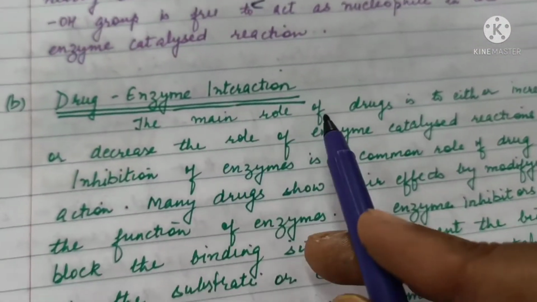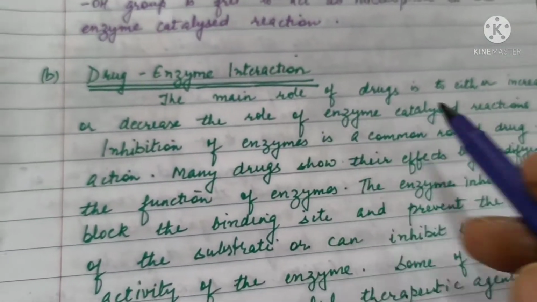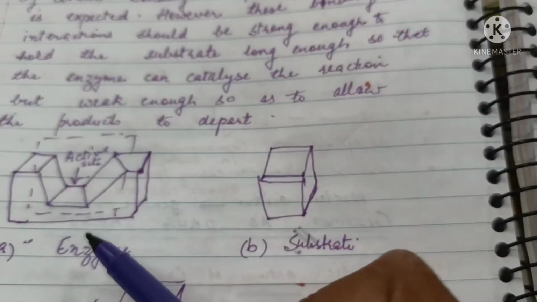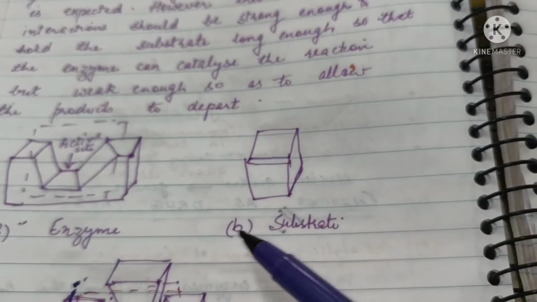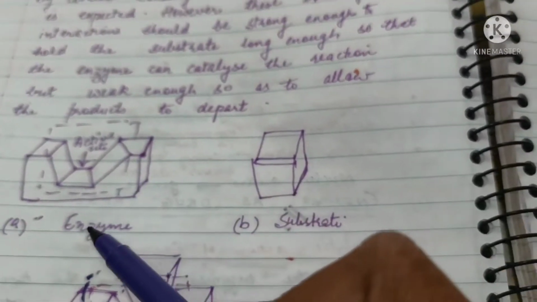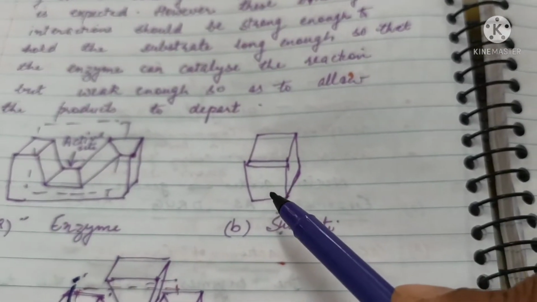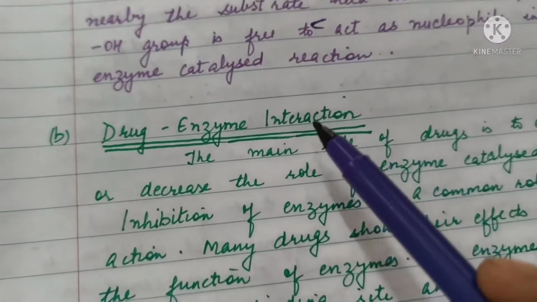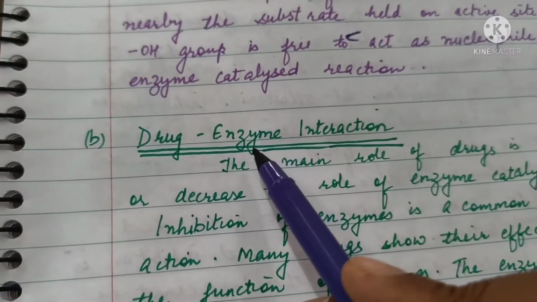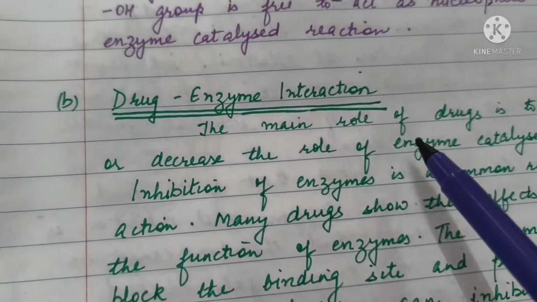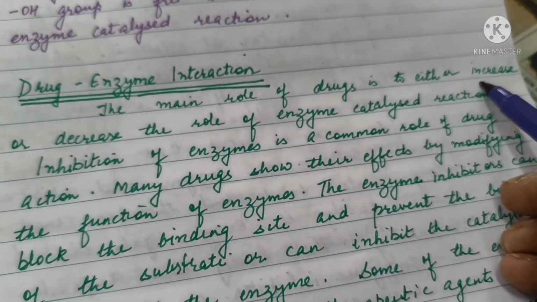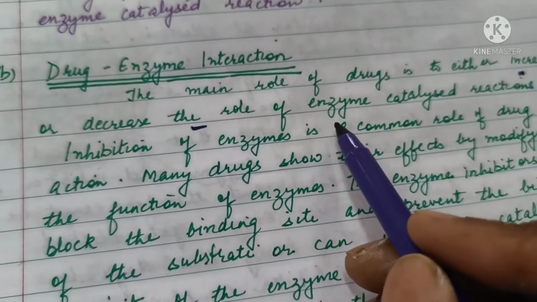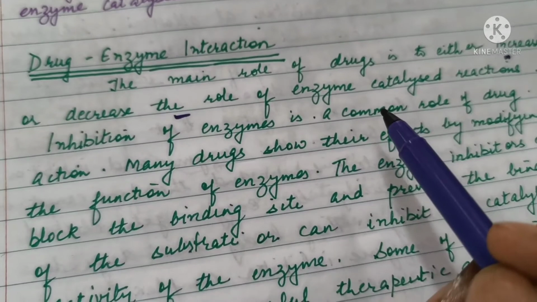Drug enzyme interaction. This is how the enzyme works in the body. Now, if we want to stop a reaction of enzyme on substrate, we will introduce a drug which will interact with the enzyme and stop this process. So the main role of a drug is to either increase or decrease the rate of the enzyme catalyzed reaction.